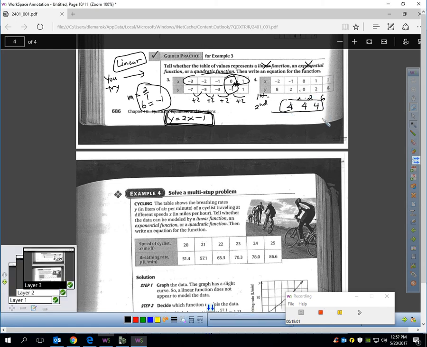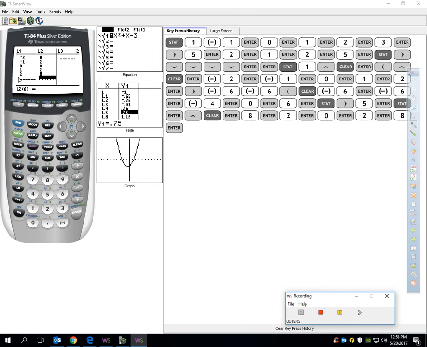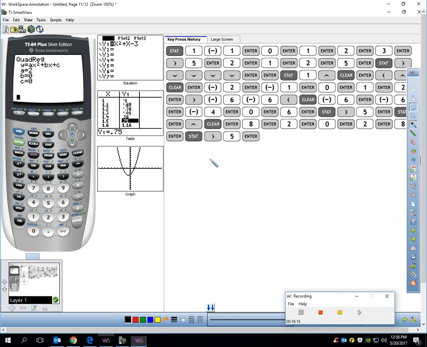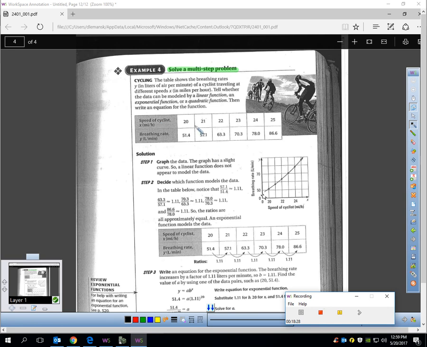Okay, let's get our rule real quick. I'm going to pause this and put it in my calculator. You can do the same. And you can see I've entered that table in. I'm going to hit Stat, Calc, Option 5, Enter. Okay, this is an easy one. This is just going to be y equals 2x squared. There's the rule for that. B and C were 0, so those just disappear. There's my rule.